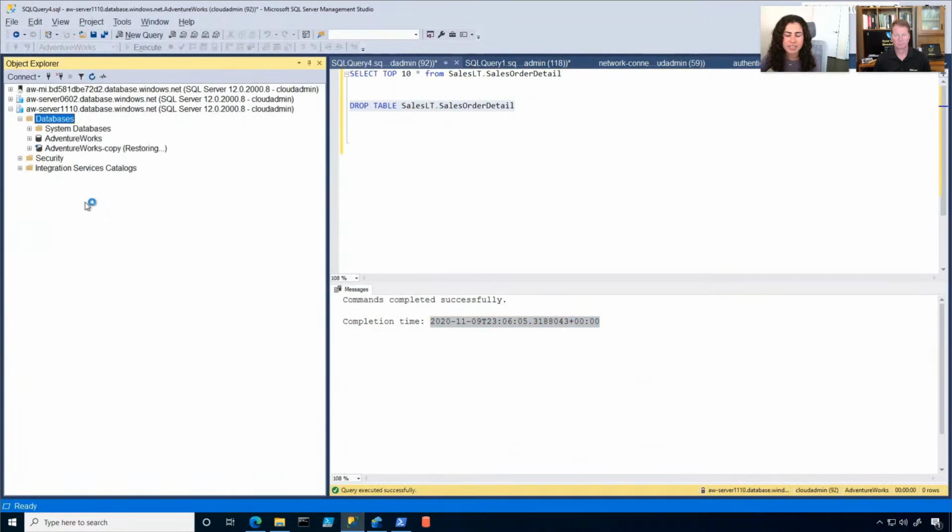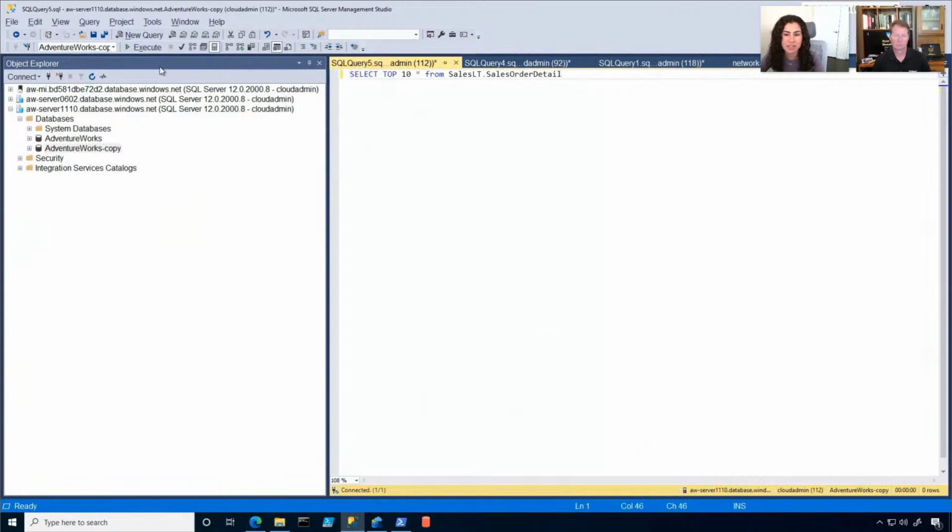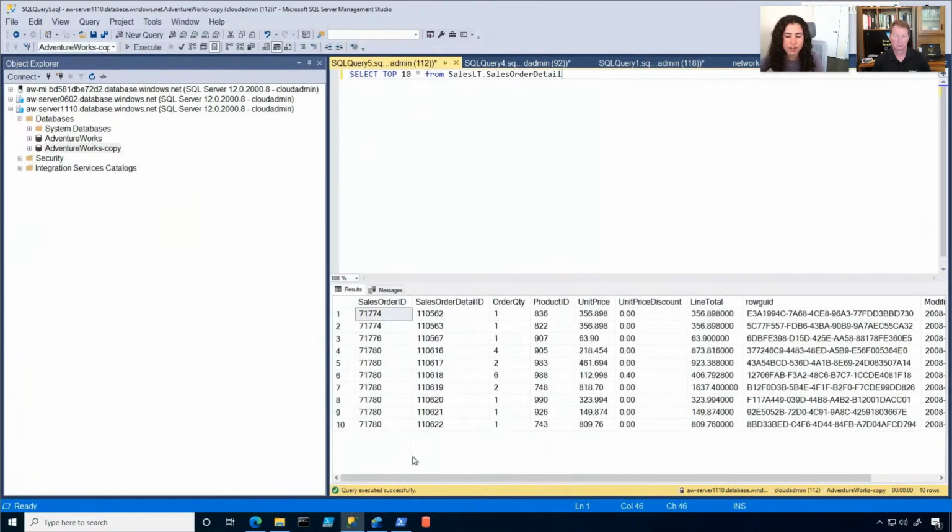But what you're seeing here is we can see that the database is in fact restoring. You can also see what I mentioned about the AdventureWorks versus AdventureWorks copy. Now, once this completes, what we'll be able to do is basically confirm that we now have the before error time. So confirm that we do have that table that was dropped accidentally. So sure enough, we do have that table.